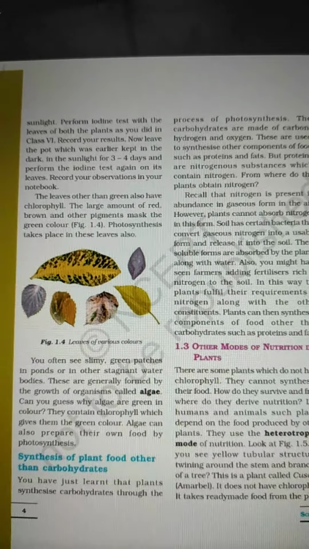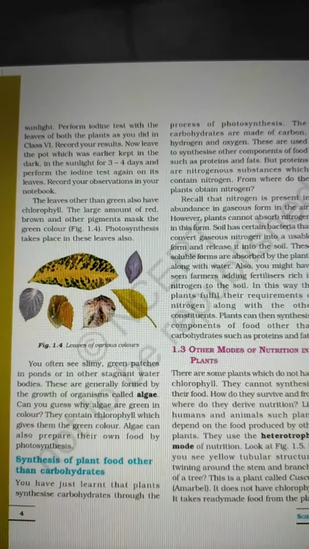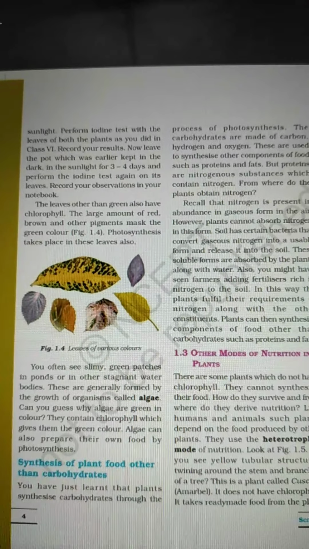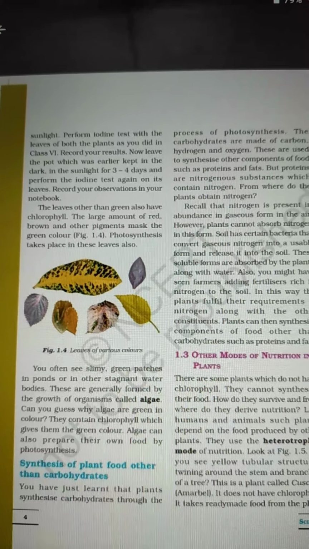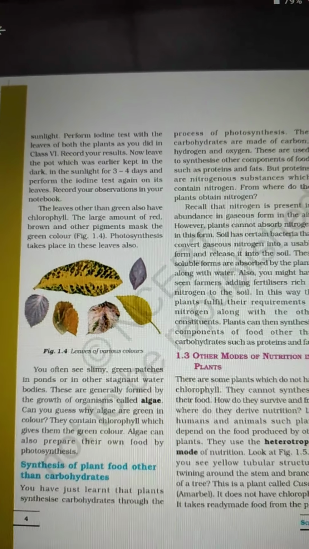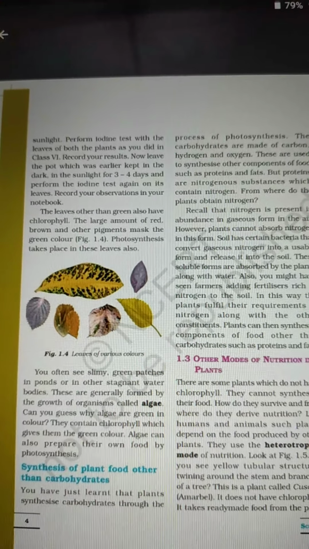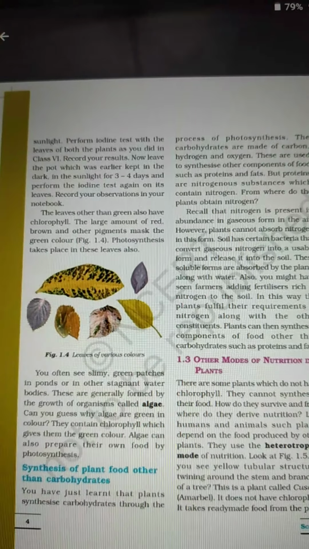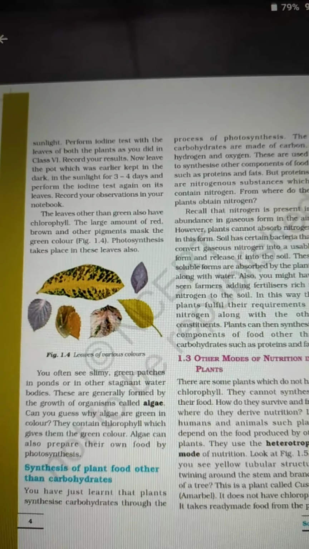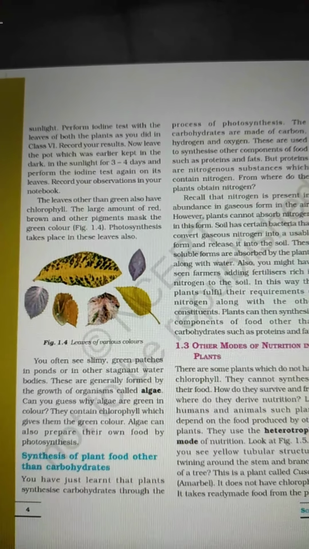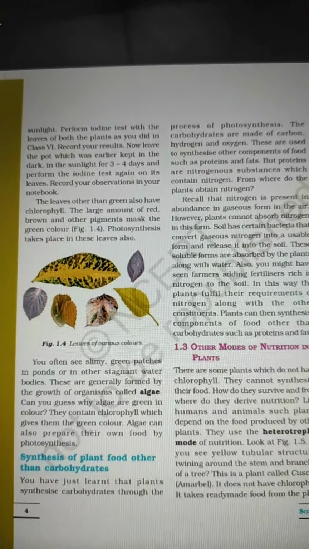Can you guess why algae are green in color? They contain chlorophyll, which gives them the green color. So in algae also chlorophyll is present, the same way as chlorophyll is present in a plant's leaves. Algae can also prepare their own food by photosynthesis. So just as plants prepare their food by the process of photosynthesis, in the same way algae also prepare food by the process of photosynthesis.